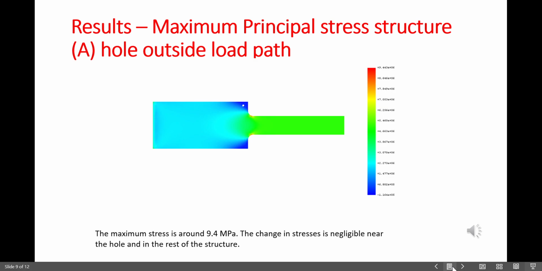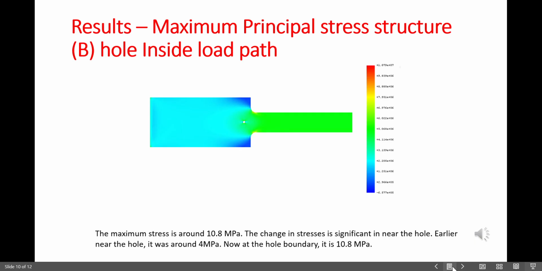Now let us introduce a hole outside the load path as we had seen through those red lines, outside the envelope of those red lines. So as you can see from the results, the blue region where we have introduced the hole, it remains blue. The stress has not changed much. Now next we will see what happens when we place the hole inside the load path.